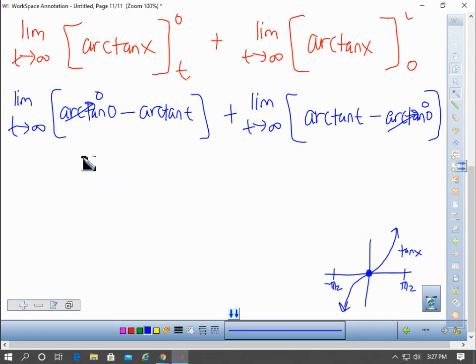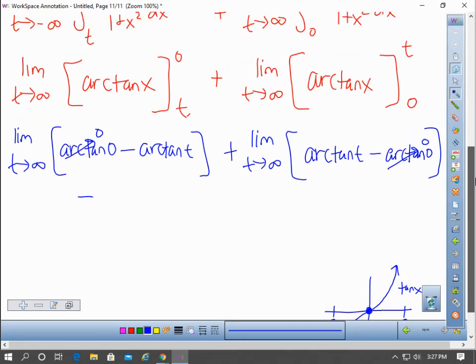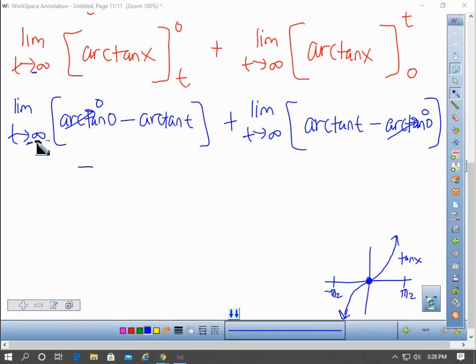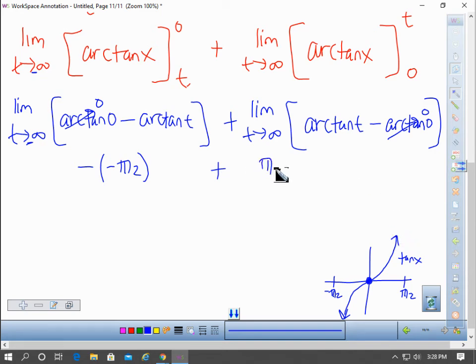So this is giving me the answer, negative. Oops, I left off my negative, didn't I? Yes, I did. So I got that backwards. Sorry about that. So I'm doing the negative infinity, so I'm doing this side. Where is my t going to negative infinity? That's going to be negative pi over 2. So it's just the other side. Then for this one, if t goes to infinity, we're over here going to infinity, so that's going to be pi over 2.